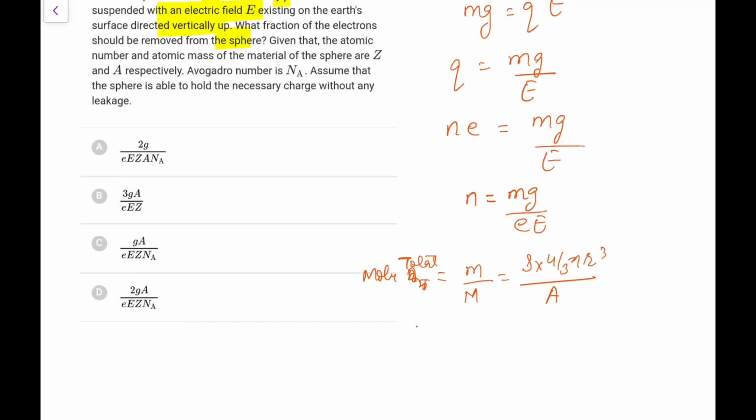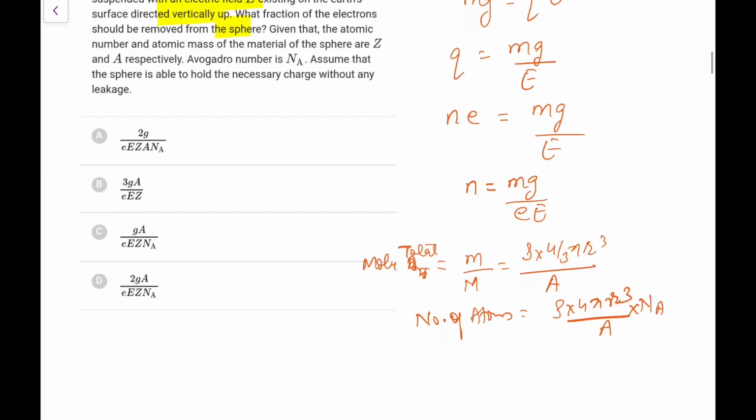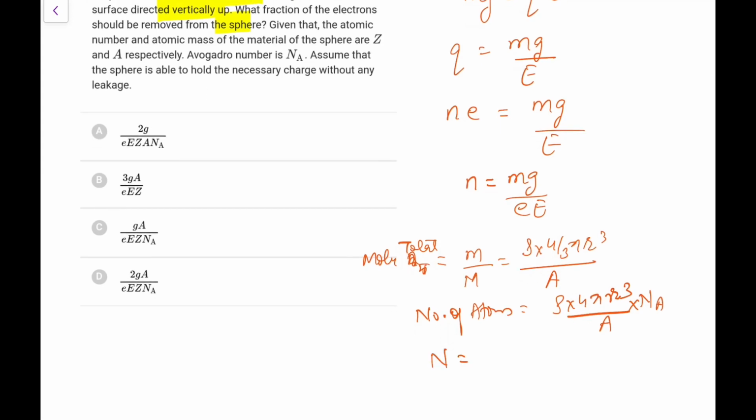Now the number of atoms we will have is rho into 4 by 3 pi r cube upon A into Na, and the number of protons or number of electrons, that is the capital N that we were searching for, would be equal to rho into 4 by 3 pi r cube Na upon A into Z, because each atom has Z electrons.